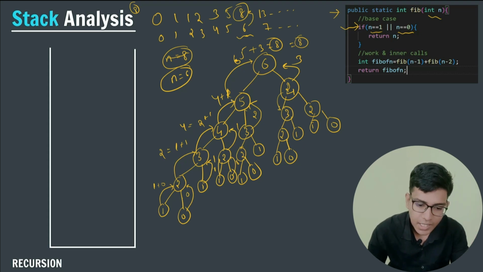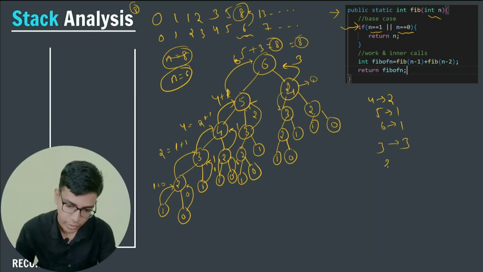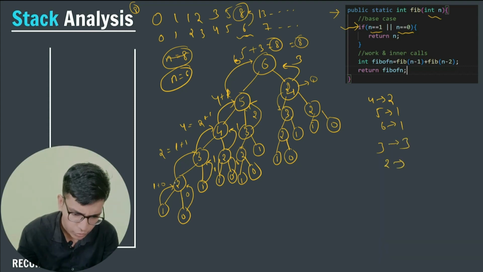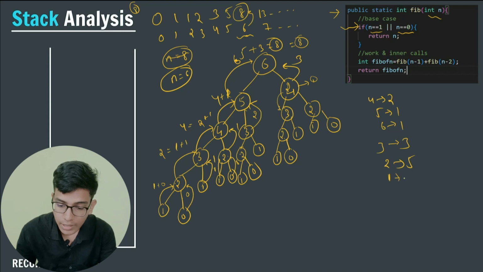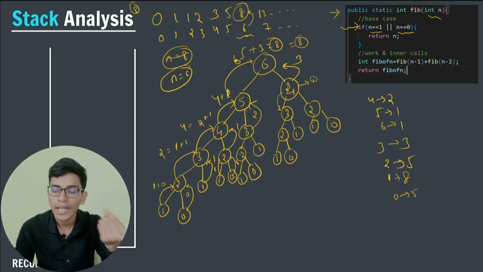And you can see that here I am calling 4 two times, I am calling 5 one time, I am calling 6 one time, and I am calling 3 three times. After 2, it is called 5 times. After 1, it is called 8 times, and 0 is called 5 times. So I am calling the same value again and again.